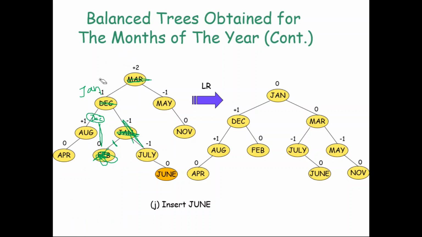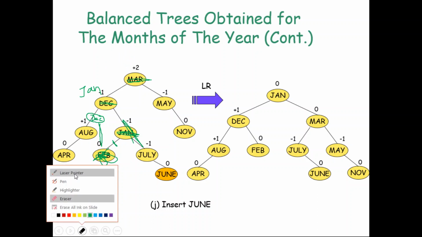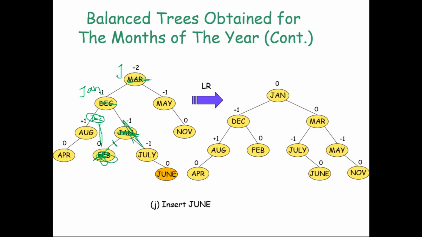So this particular node, instead of March, it will become Jan, and March will go down. March will come somewhere here, as the right child of Jan.